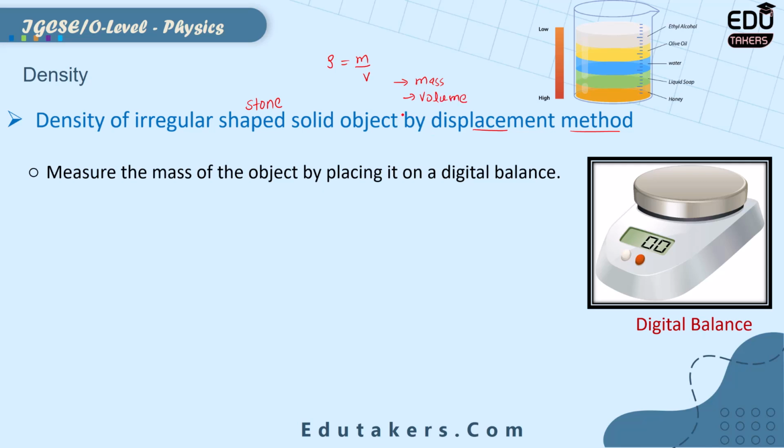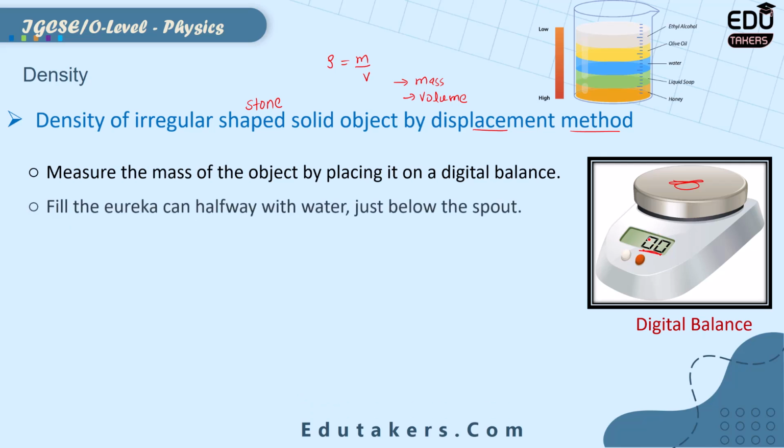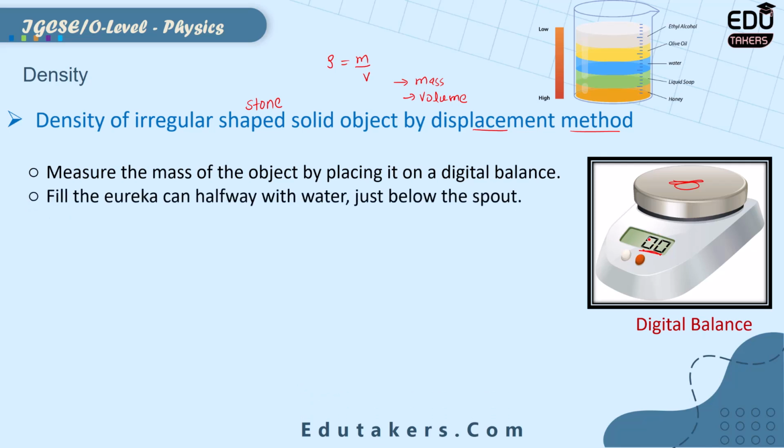You can easily find out the mass of any object by placing it on the digital balance. The digital balance is given here. You just need to put the object here, and you can find out the mass from these digits. After that, you have to find out the volume of that object.